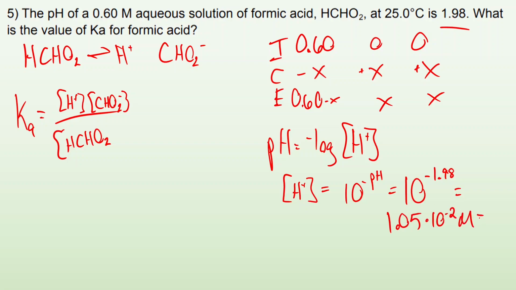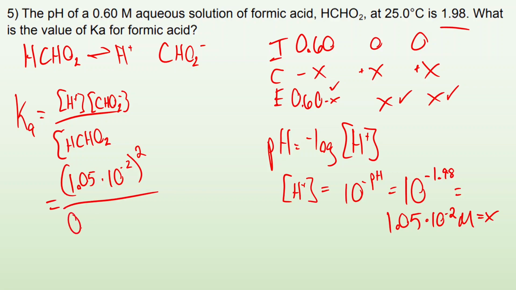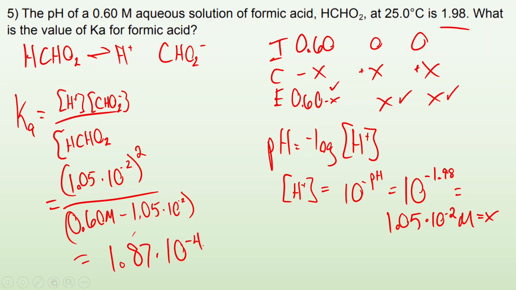Now that is my X. All right, that is this number, that is this number. It is the X here, so I can now plug and chug into my Ka. It's 1.05 times 10 to the minus 2 times itself, so it gets squared, divided by, well, what was the initial concentration? 0.60 molar minus that X value, 1.05 times 10 to the minus 2. And when I pick up my calculator, I end up with 1.87 times 10 to the minus 4. Okay.